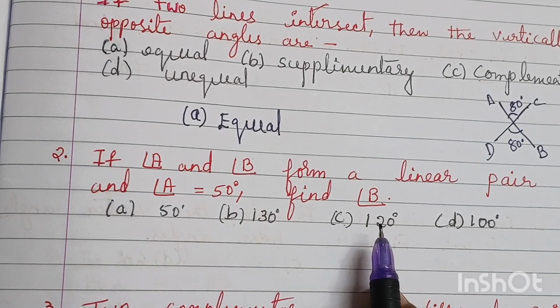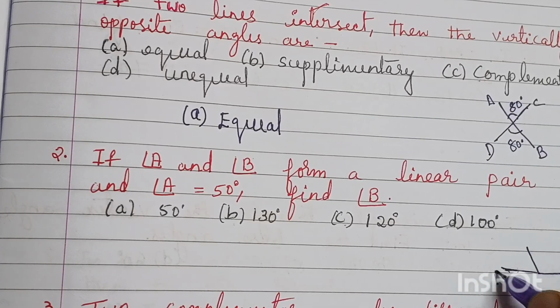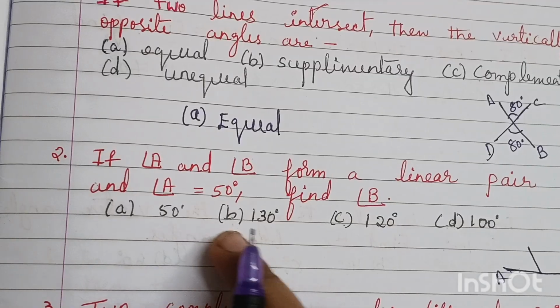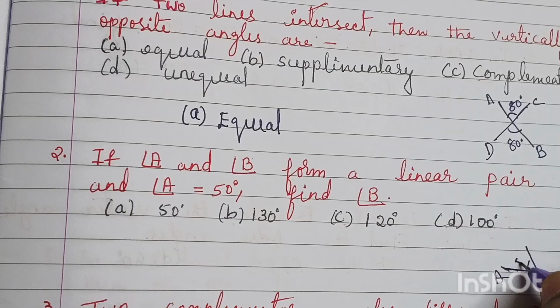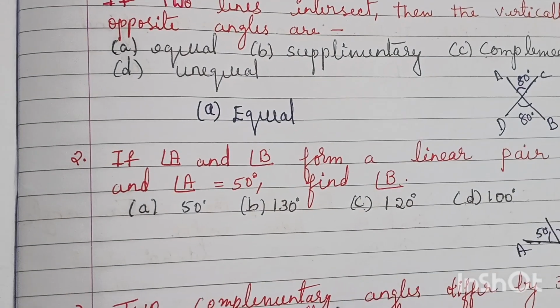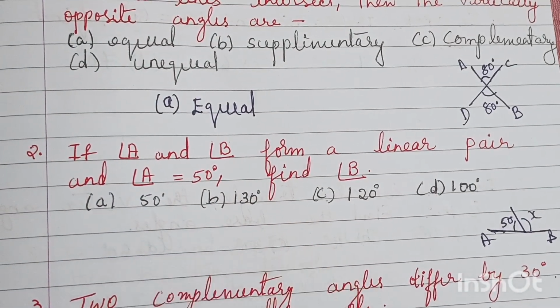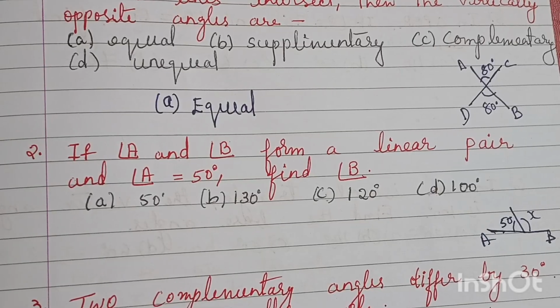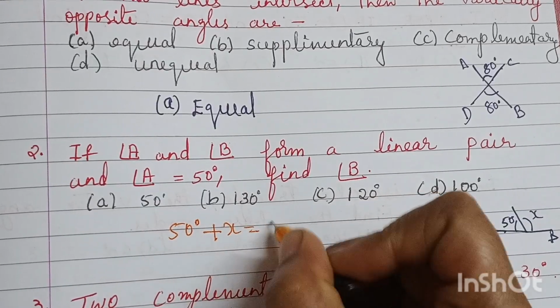So what does a linear pair of angles mean? A linear pair of angles is equal to 180 degree. Here, angle A is 50 degree, then angle B is X. So we know that the sum of a linear pair of angles is equal to 180 degree. So we'll write it as 50 degree plus X is equal to 180 degree.